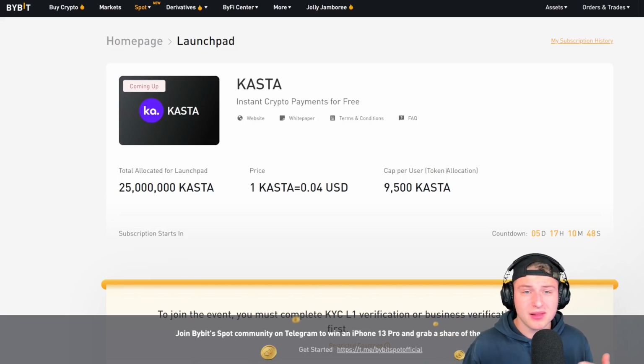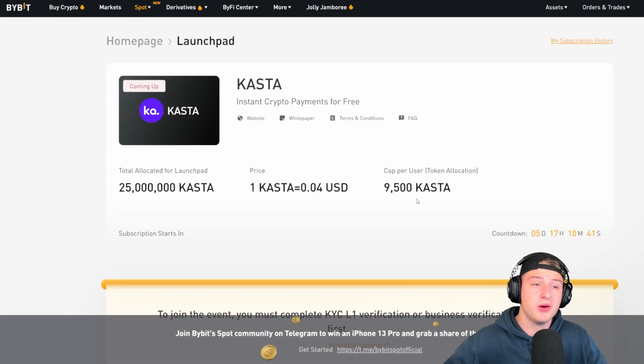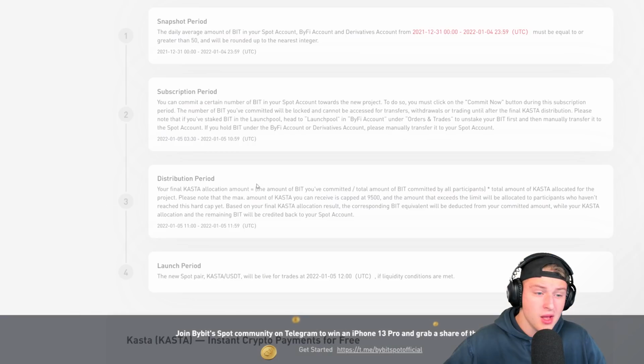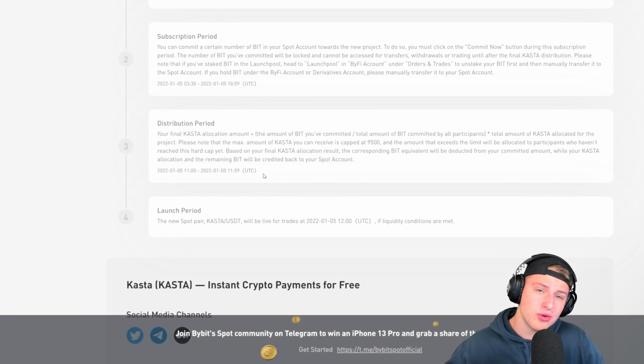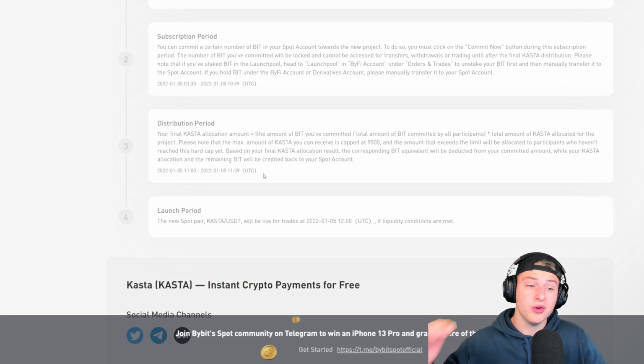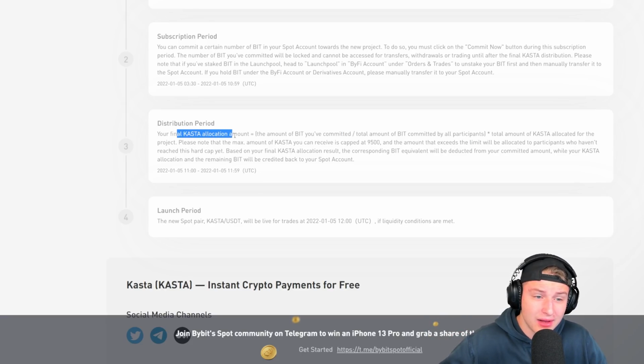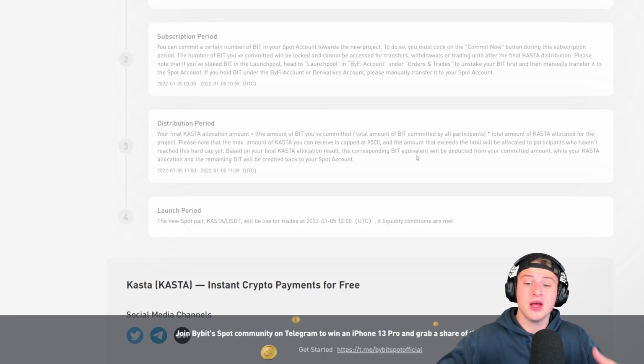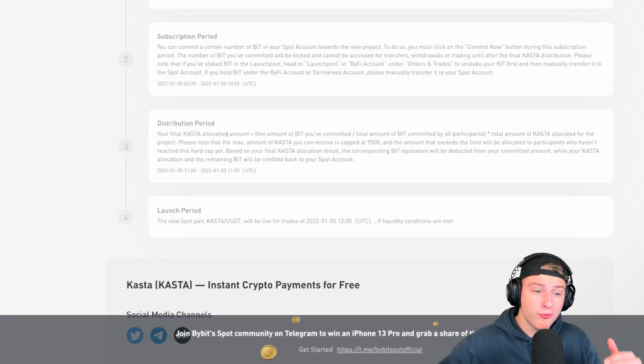Because there's probably a lot of hype around KASTA, there's probably going to be a very hard time getting your hands on these tokens, because it's going to be very popular and everyone wants to get in towards it. But then, of course, how many KASTA tokens do you actually get for how many BitDAO tokens you commit? That's a question we don't know yet, because your final KASTA allocation amount is basically a calculation. The total amount of BitDAO tokens you have committed, divided by the total amount of BitDAO tokens committed by all participants, times the total amount of KASTA allocated for the project.